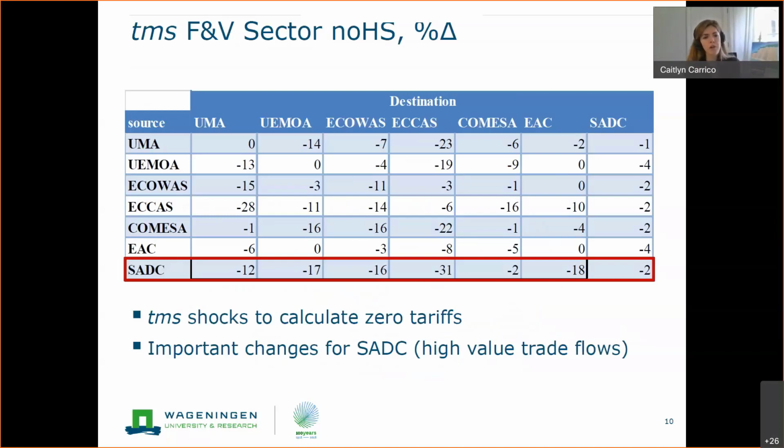So first, we're going to look at the TMS shock. This is really the tariff shock, the shock used to calculate zero tariffs, which is applied under the standard MAGNET model, so without the HS scenario. So this is just to get an idea. And these are the tariffs for this fruit and vegetable sector.